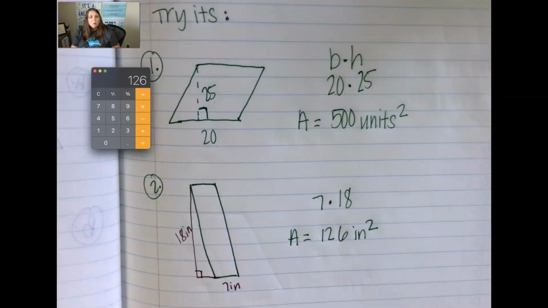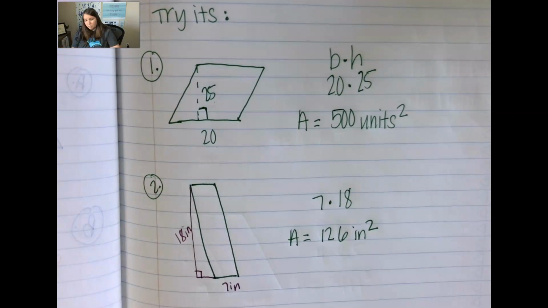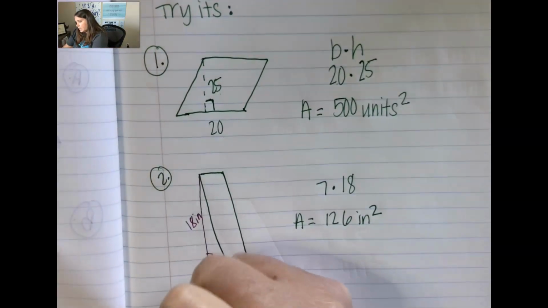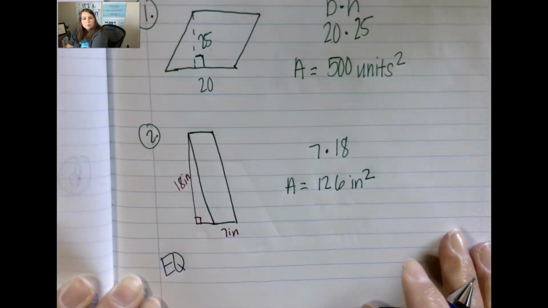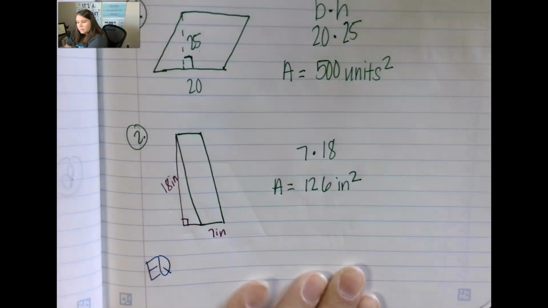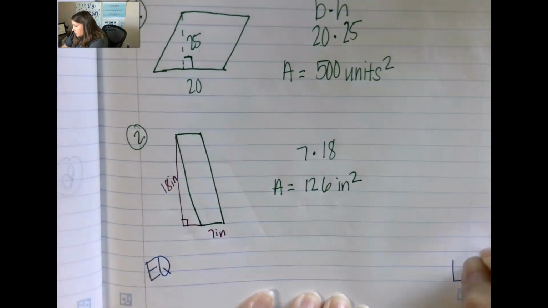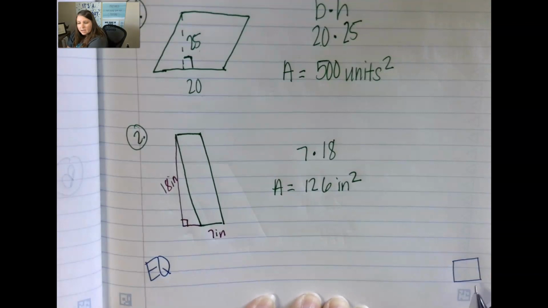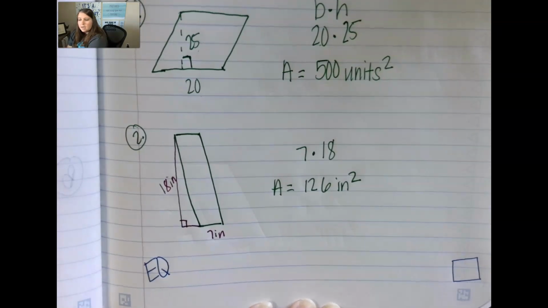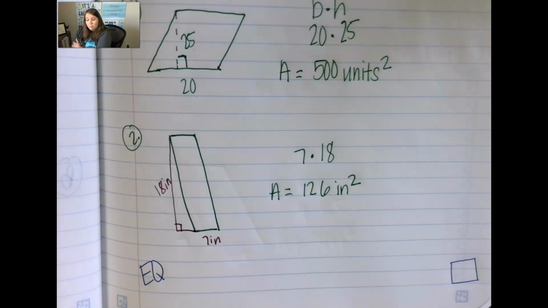How did you do on solving for the area of the parallelogram? Go ahead and answer your essential question. How do we find the area of a parallelogram? And then put your level of understanding out to the side. Where are you at? When you are finished, you can come on back to the Google Meet and ask for help, or you can go and do your practice work.